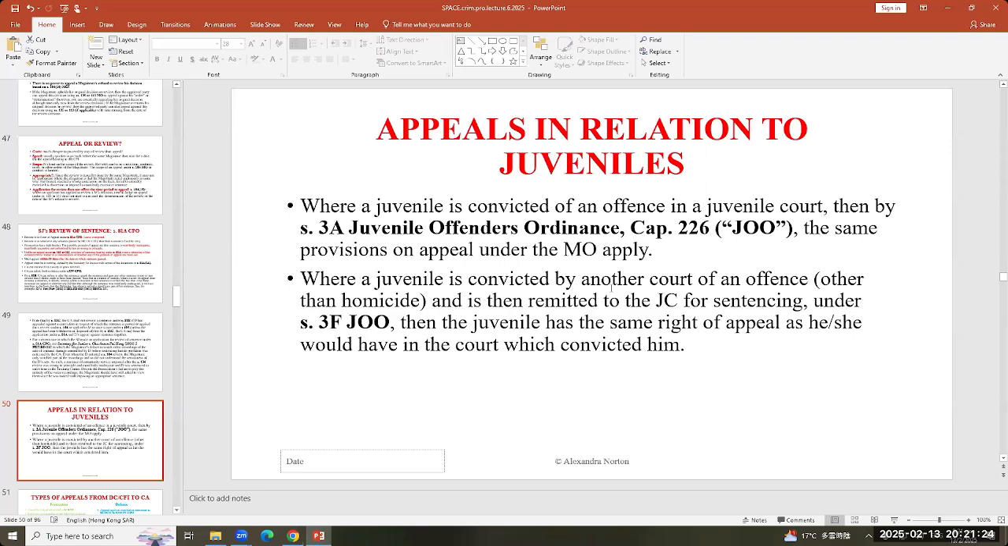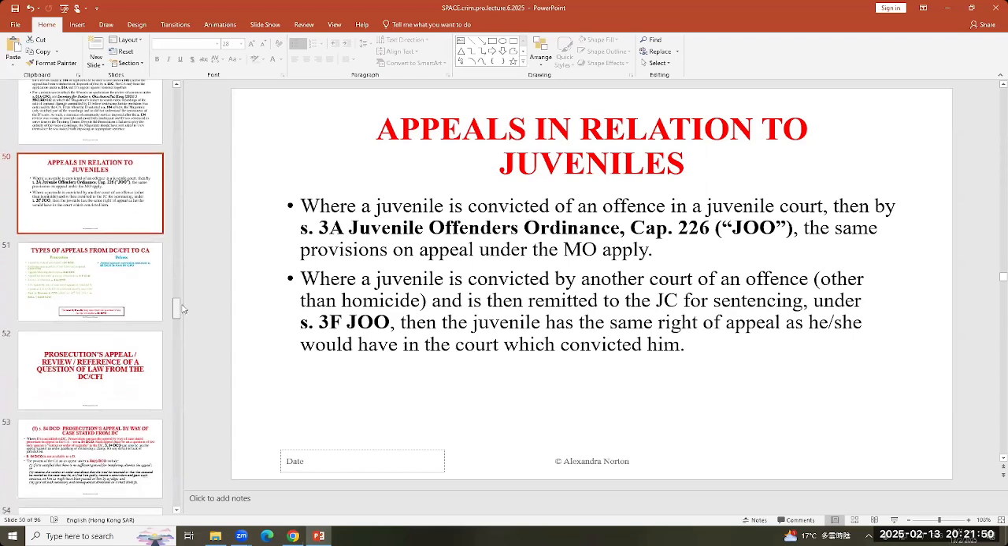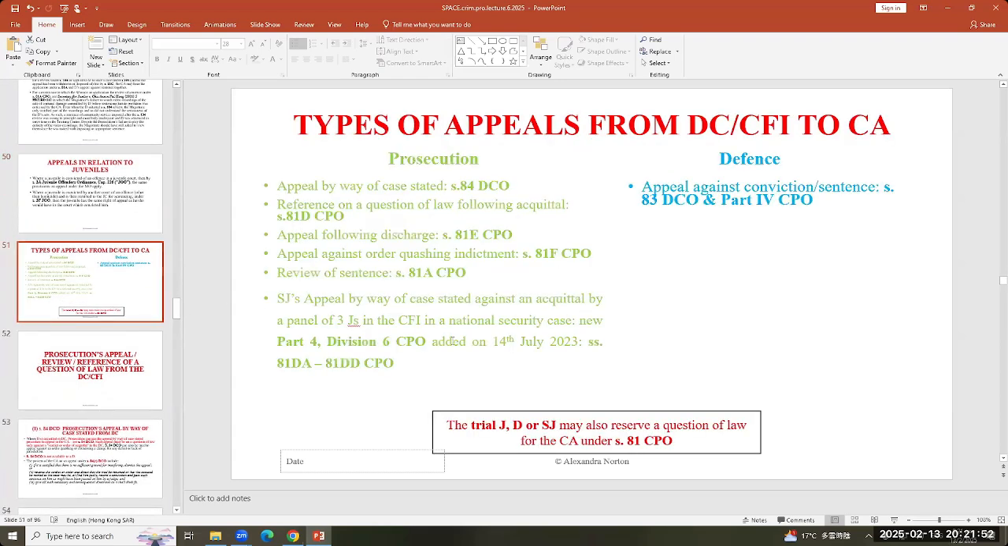If that occurs, then the provision in section 3F of the Juvenile Offenders Ordinance says that usually the other court that's convicted the juvenile should remit the juvenile to the juvenile court for sentencing. The reason is so that the juvenile could benefit from those wider sentencing powers that the juvenile court has. But they still have the same rights of appeal that they have in the court where they were convicted. So that's appeals from the magistrate's court to the CFI under 105 and 113, and reviews within the magistrate's court under 104.